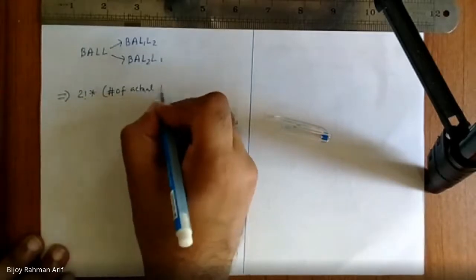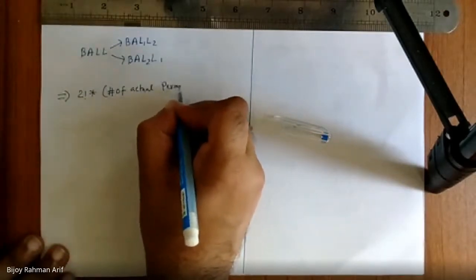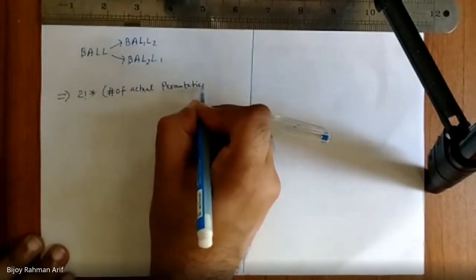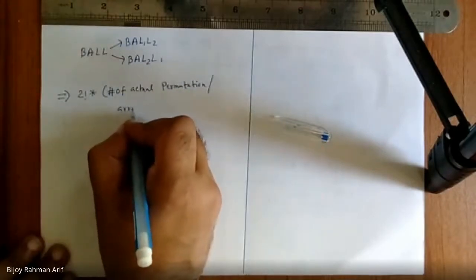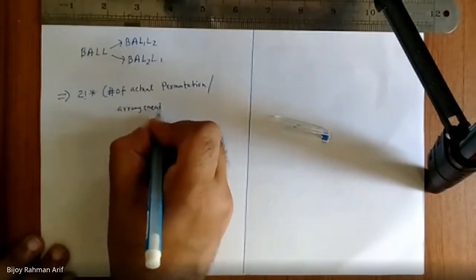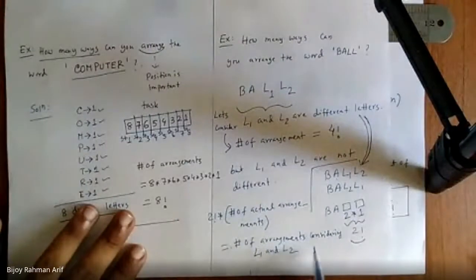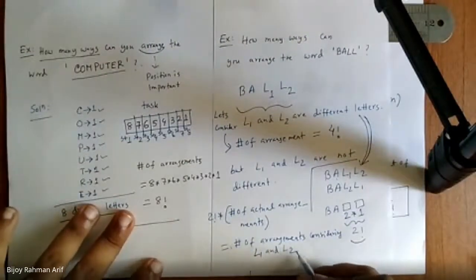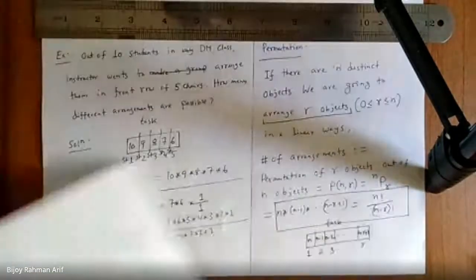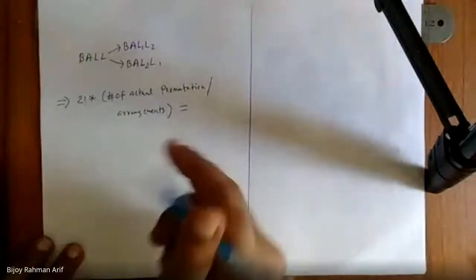actual permutations or arrangements equal to what? Right hand side, we know that already. Right hand side is the number of arrangements considering L1 and L2. So it is nothing but 4 factorial. It is 4 factorial.